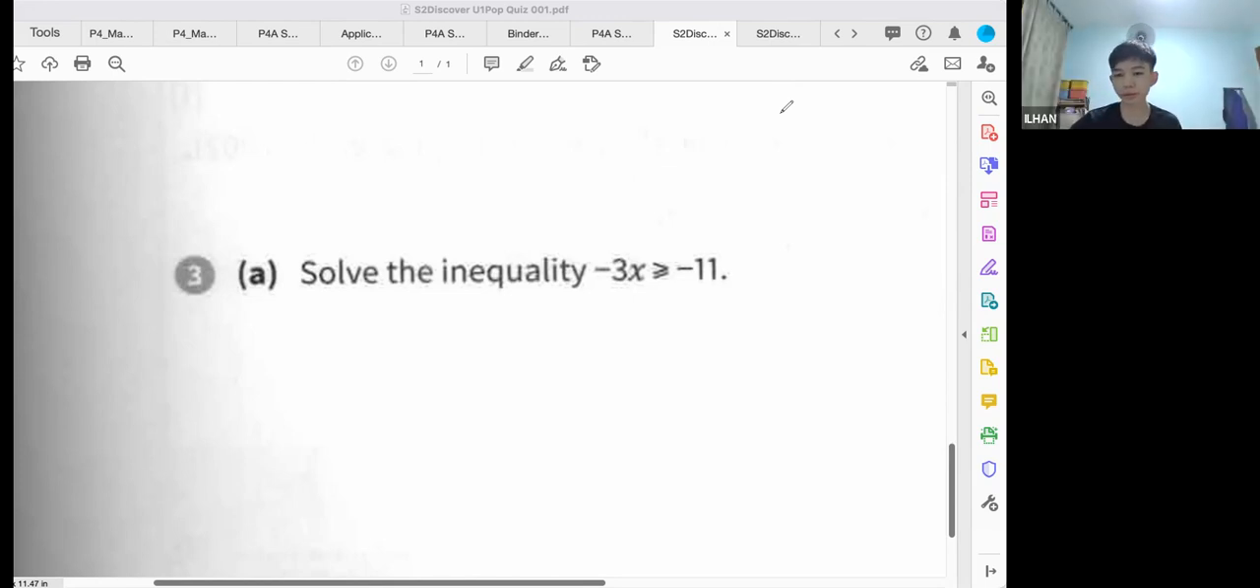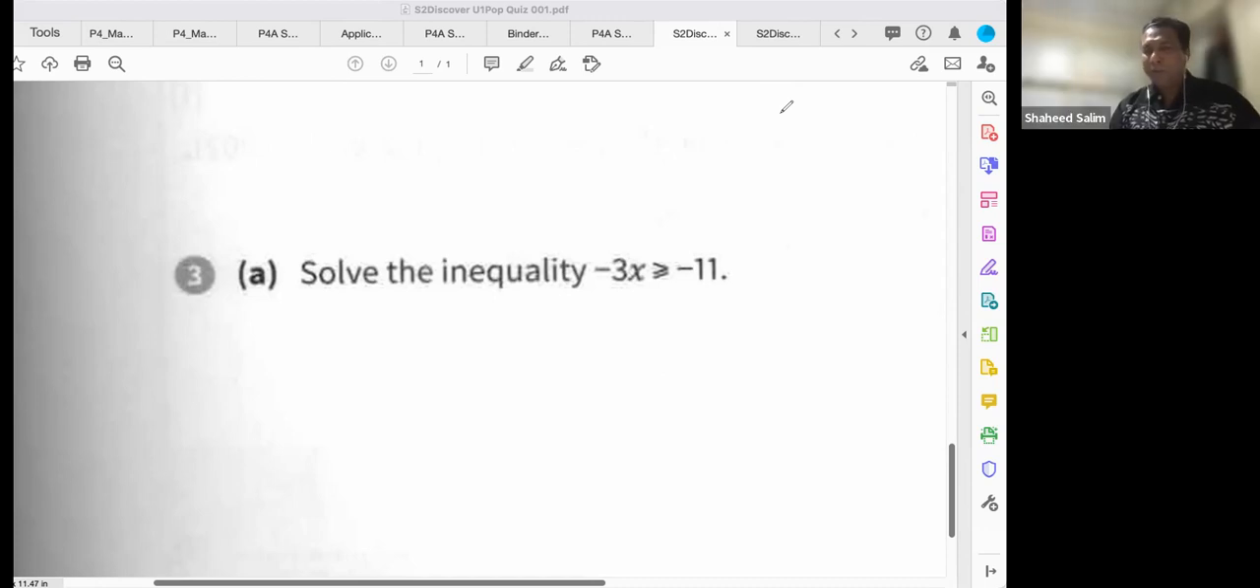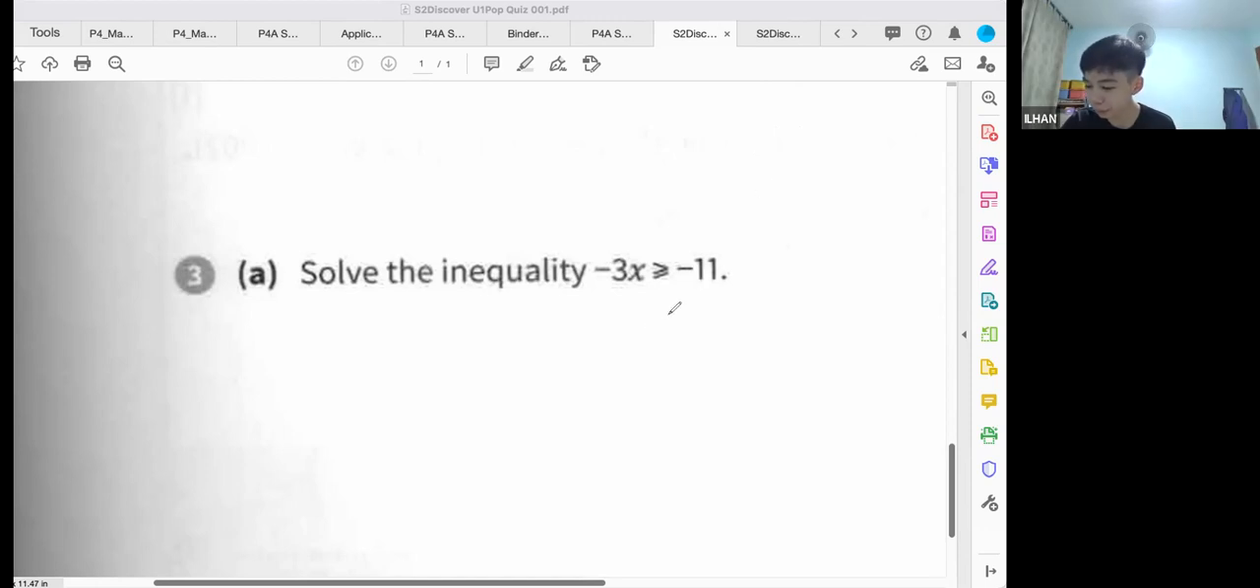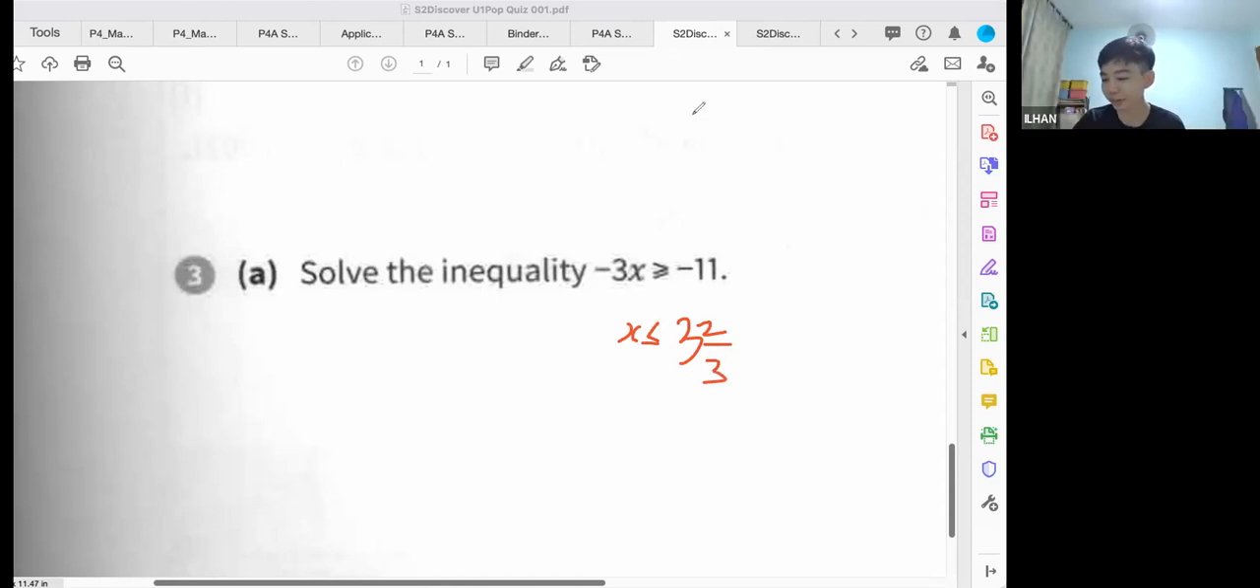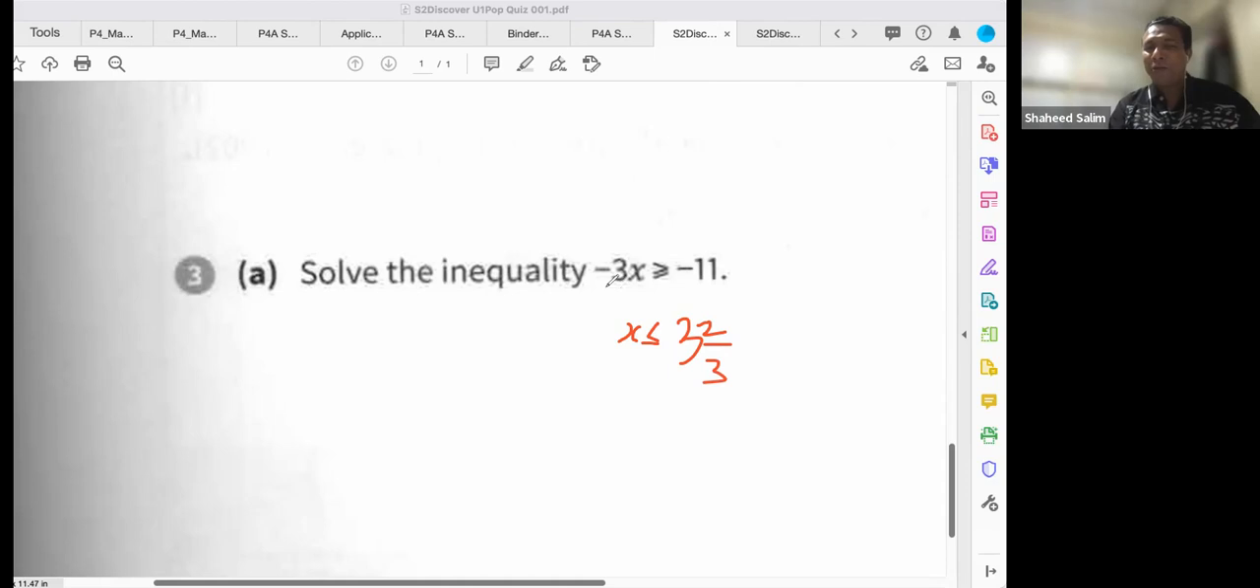Mr. Shay, I'm done. Yes, yes. What's your answer? X is greater than or equal to 3 and 2/3. Everything is correct, but you forgot the rule. When you divide by a negative, x is less than or equal to 3 and 2/3. You remember the rule, huh? Yeah, I wrote less than, but I'm not sure. You should be confident, because once you divide by -3, the sign flips. So you just remember you need to flip.